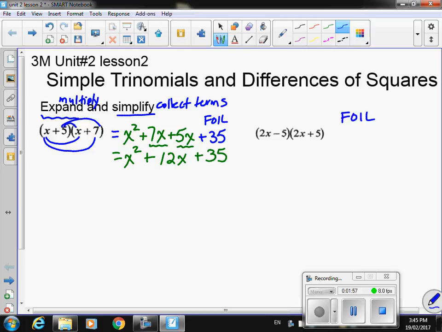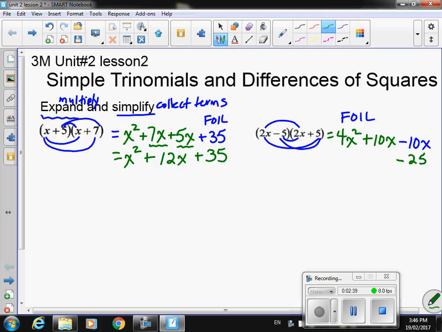The second one, 2 binomials, we want to multiply. We're going to use FOIL to help us remember and then collect like terms. The first would be the 2x multiplied by the 2x. I would get, think numbers separate from letters, 4x squared. Outside would be the 2x multiplied by 5. I would get 10x. Inside would be the negative 5 times the 2x, negative 10x. Interesting. The last would be the negative 5 times 5, negative 25.